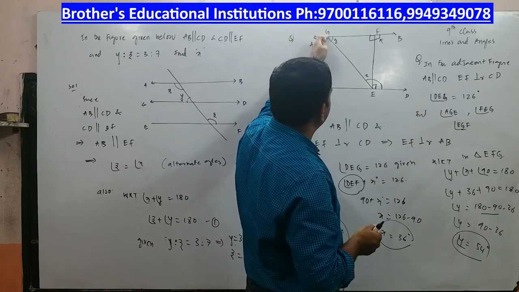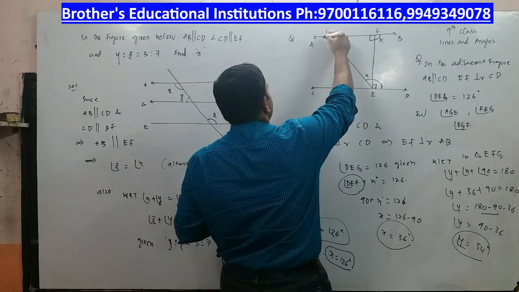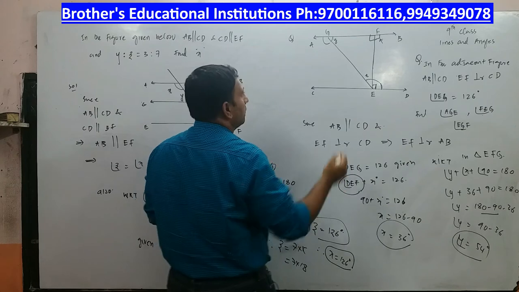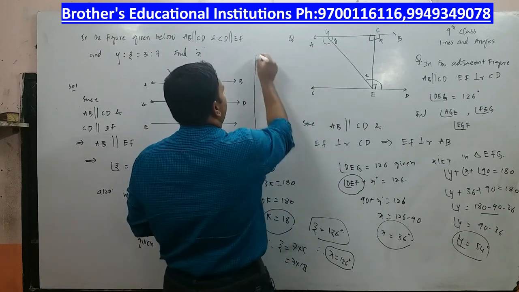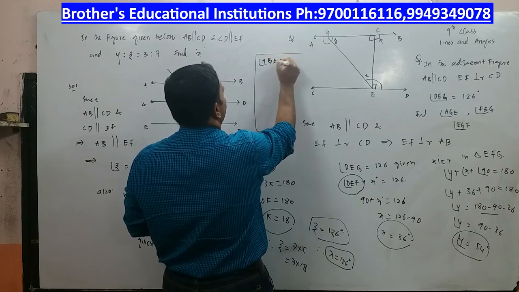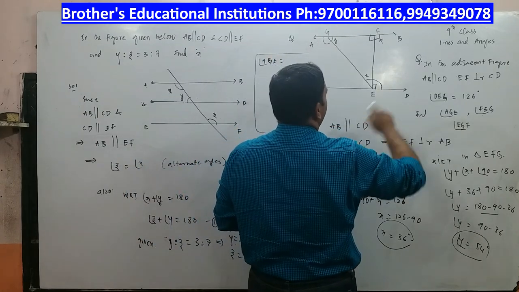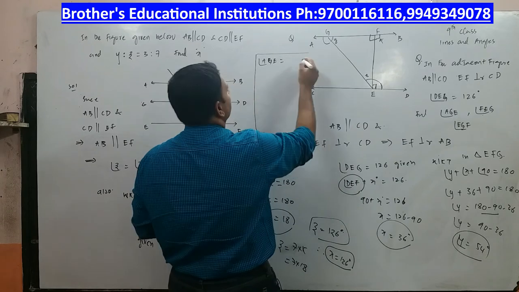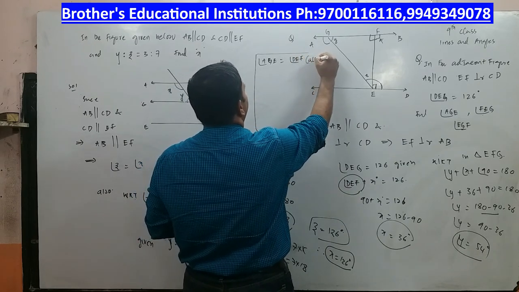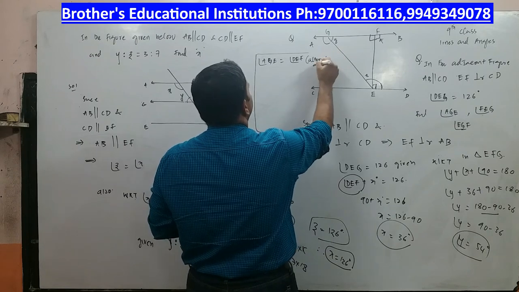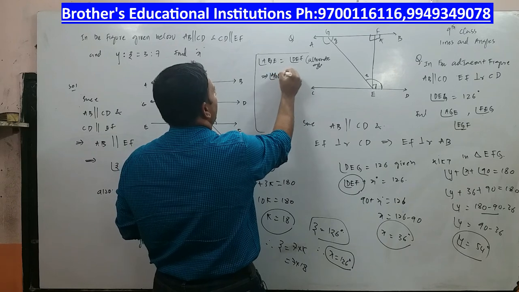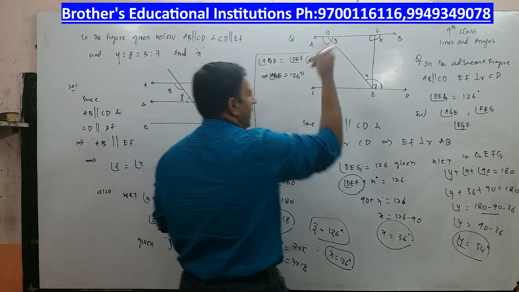AGE. Now angle AGE will be 126 degrees because these two are parallel. So let me write the answers here. The best place is here. I am sure you can understand. Angle AGE will be equal to angle DEG. Why? Alternate angles. They are alternate angles. So angle AGE is equal to how much? 126 degrees.